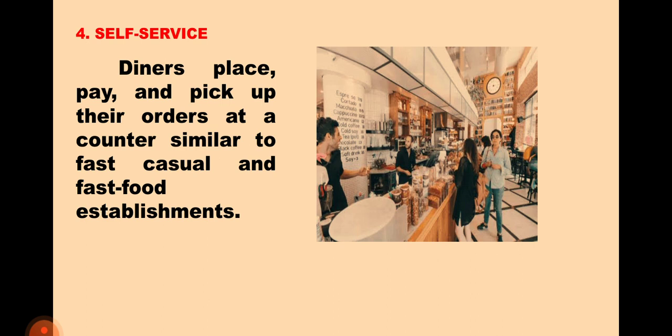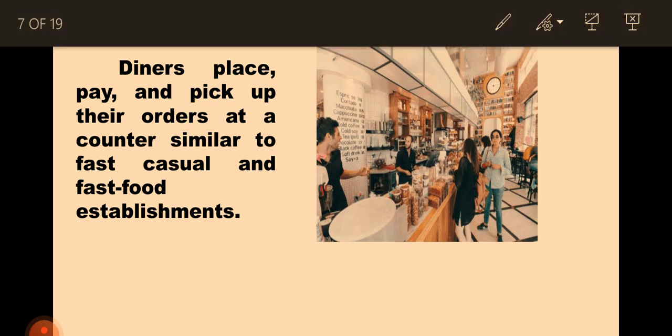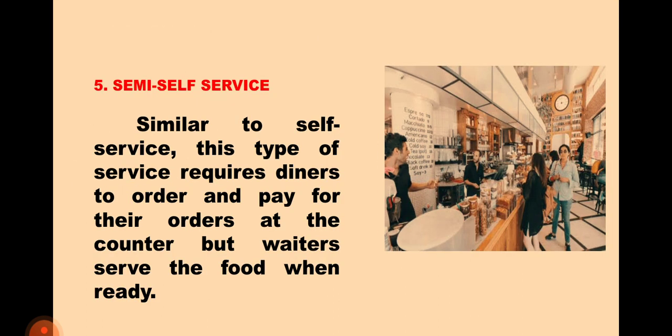Fifth, the semi self-service, which is similar to self-service. This type of service requires diners to order and pay for their orders at the counter, but waiters serve the food when ready. So, semi-self-service and self-service are mostly the same, but in semi-self-service, you order and pay, and they will give you a table number for you to wait for your order.